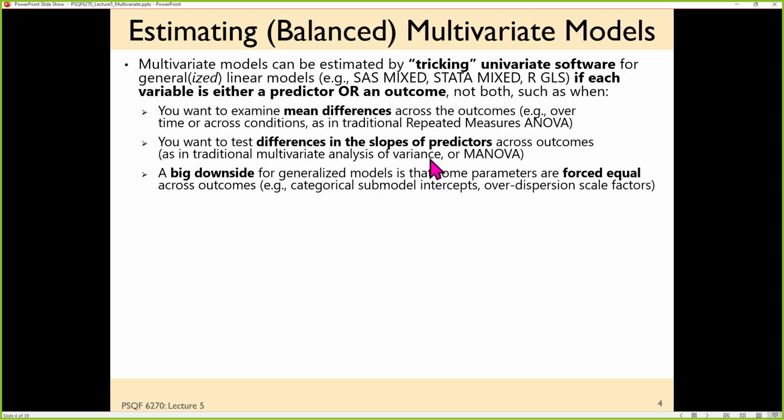So those are two cases that come to mind right off the top of my head. For generalized models, though, this is not a good strategy. This is a fine strategy for extensions of general models for conditional normal outcomes.